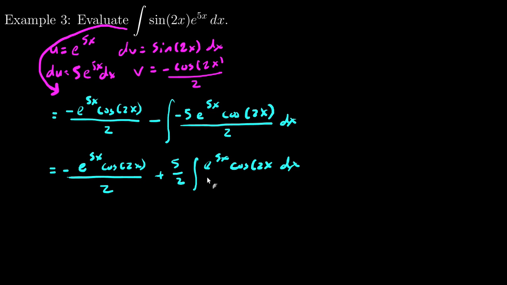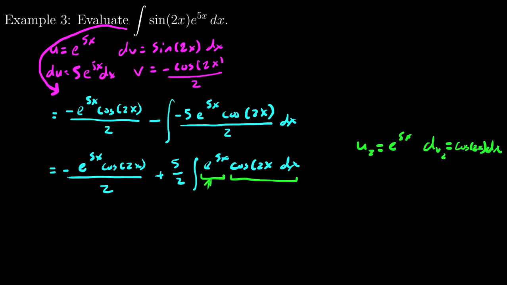So let me change colors again. I'll call this u2 and dv2. Same thing, I will let u2 equal e to the 5x. Actually, let me do it over here so I've got more space. So u2 equals e to the 5x, dv2 equals cosine 2x dx. Okay, so we have u and dv.